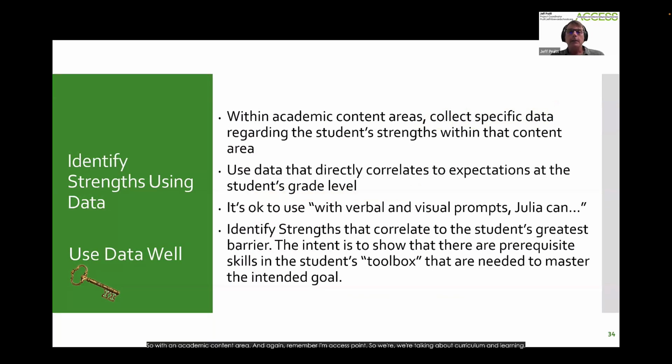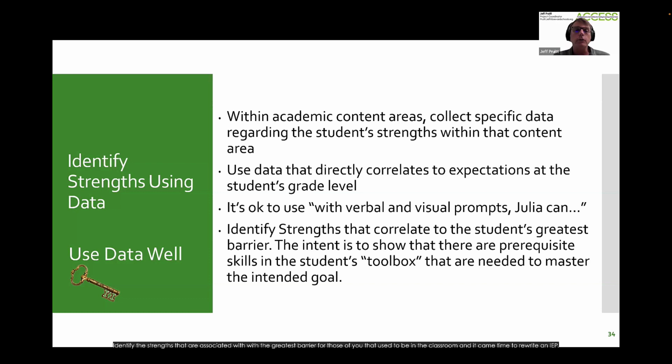So within the academic content area, and again, remember I'm Access Point, so we're talking about curriculum and learning, you collect specific data to talk about the student's strength within that content area. It correlates directly with the expectations of the student at that grade level, because we have to be grade and age respectful. Identify the strengths that are associated with the greatest barriers.